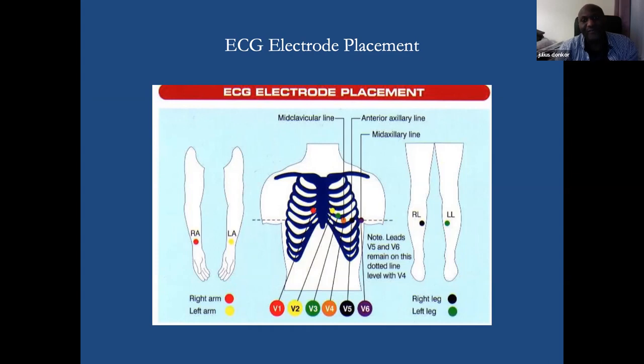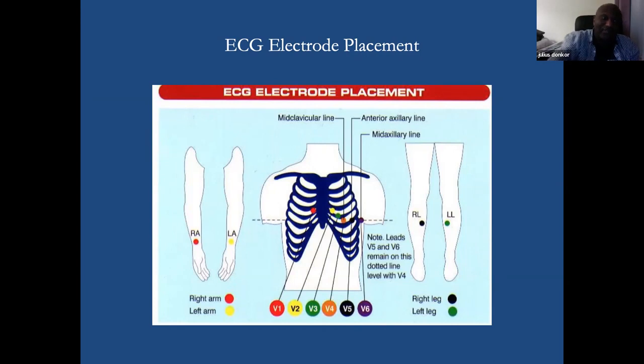And your V6, again, is in the fifth intercostal space, in the same horizontal plane as your V4 and V5, and in the middle of the armpit, mid-axilla. Those are the standard positions of the chest leads.